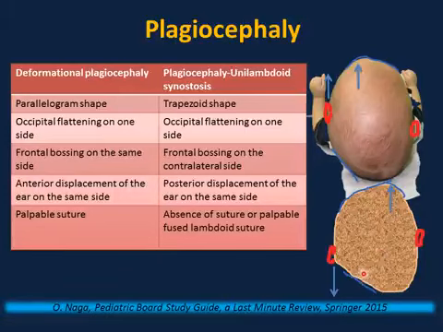It's very important to know that unilateral or unilambdoid synostosis is not the most common form of synostosis. The most common form of synostosis is a premature fusion of sagittal suture, and the head in this case will be very elongated or well known as scaphocephaly.